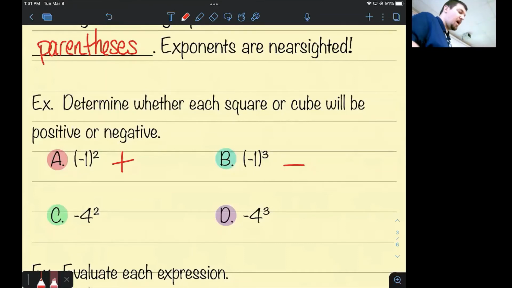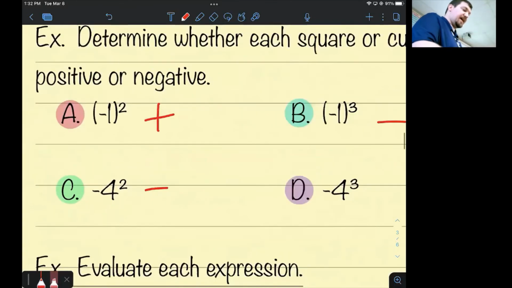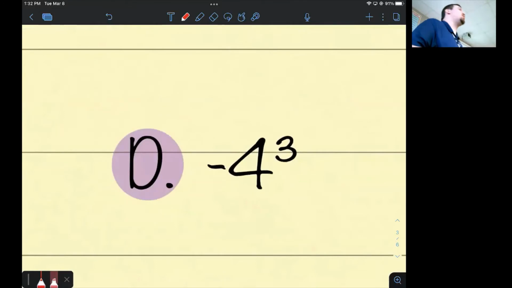Does the exponent see this negative? No. So it's going to get 16, and then because it never even saw the negative, it's going to make it negative 16. It's not in parentheses. Does the exponent see this negative? Still no. Is it going to repeat it? Not if it doesn't see it. But if it doesn't repeat it, how many negatives are there then? Still 1. And so it's still going to be negative.